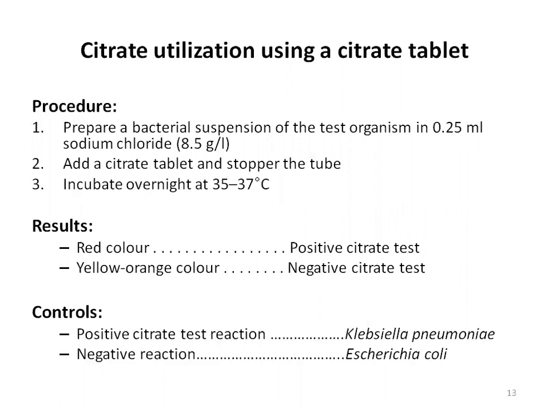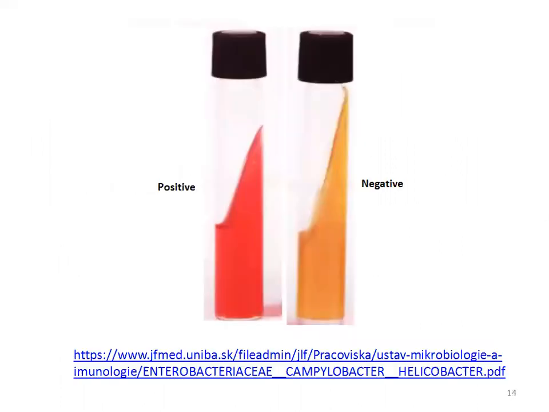For the positive citrate test reaction, the control is Klebsiella pneumoniae, and the negative reaction is by E. coli. So these are the control organisms. This is how these results are shown in the experiment. The bright color shows the positive test, while the yellow-orange color shows the negative test.